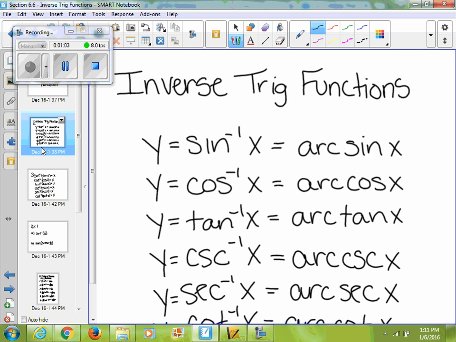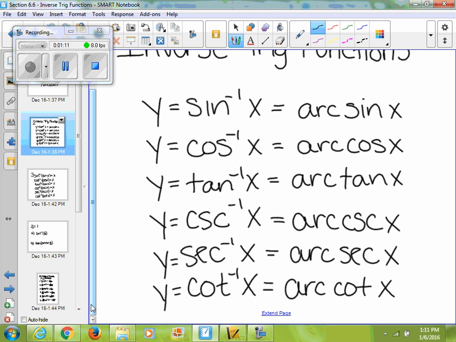So the inverse cosine function is also known as the arc cosine function. Inverse tangent is the arc tangent function. Inverse cosecant is the arc cosecant function. Inverse secant is arc secant. And inverse cotangent is arc cotangent.